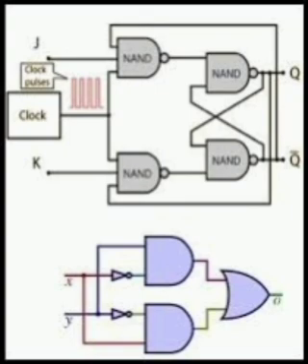The characteristic equation is Qn plus 1 equal to S plus R bar Qn. The disadvantage of the SR flip-flop is that an invalid state will be present when both inputs are 1 or high. To avoid this, the JK flip-flop is used.